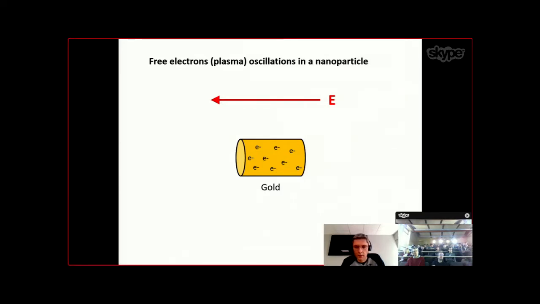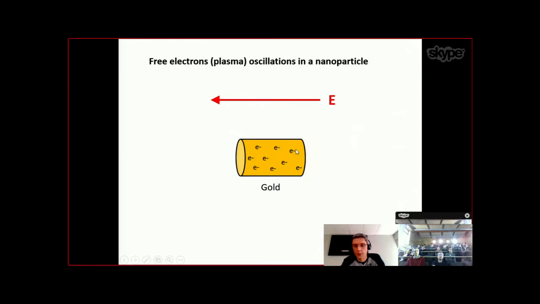Magnetic effects are orders of magnitude below the electric ones. So three, four orders of magnitude below. So just safely forget about it. Just focus on light as the electric field. Okay. So this is light, an electric field, this is the nanoparticle.